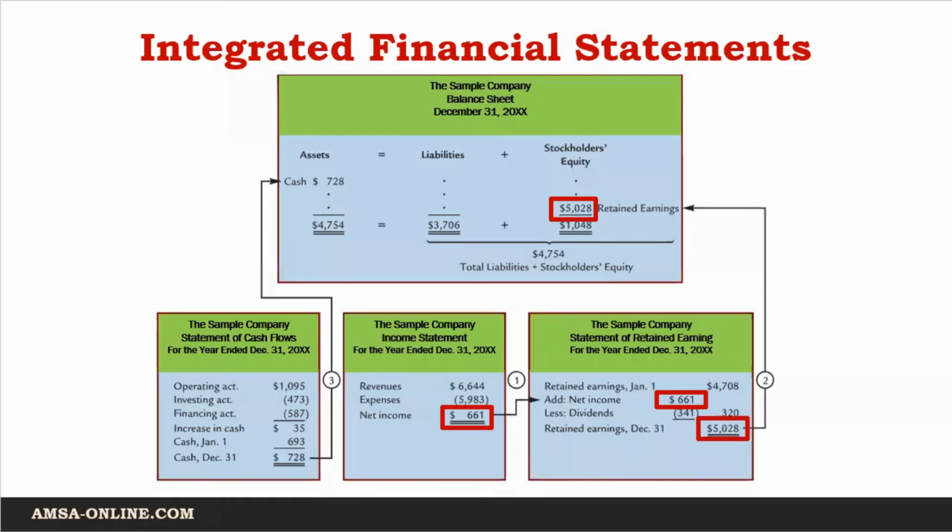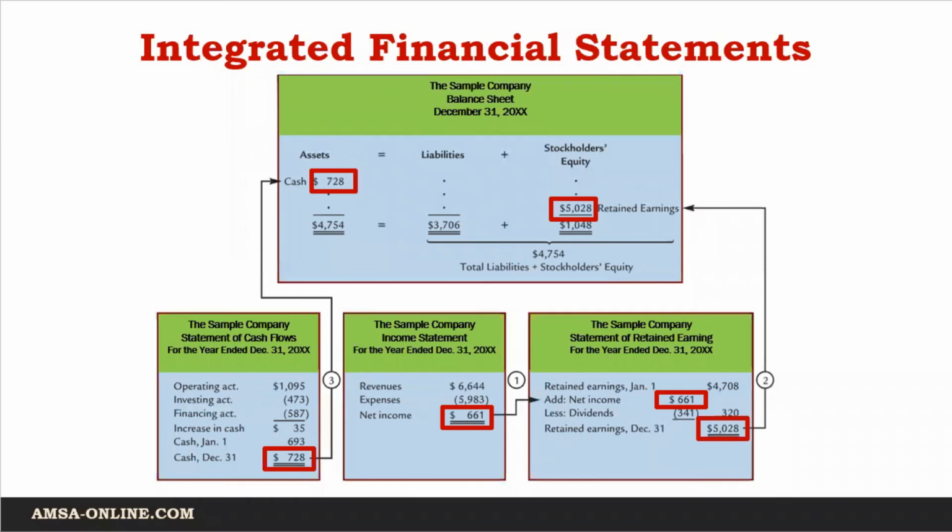Preparing the financial statements in the order of income statement, statement of retained earnings, balance sheet, and statement of cash flows is important because the financial statements are integrated. Net income on the income statement links the income statement to the statement of retained earnings. Then the final retained earnings balance from the statement of retained earnings is also reported on the balance sheet. Now let's look at how the four statements are linked together.